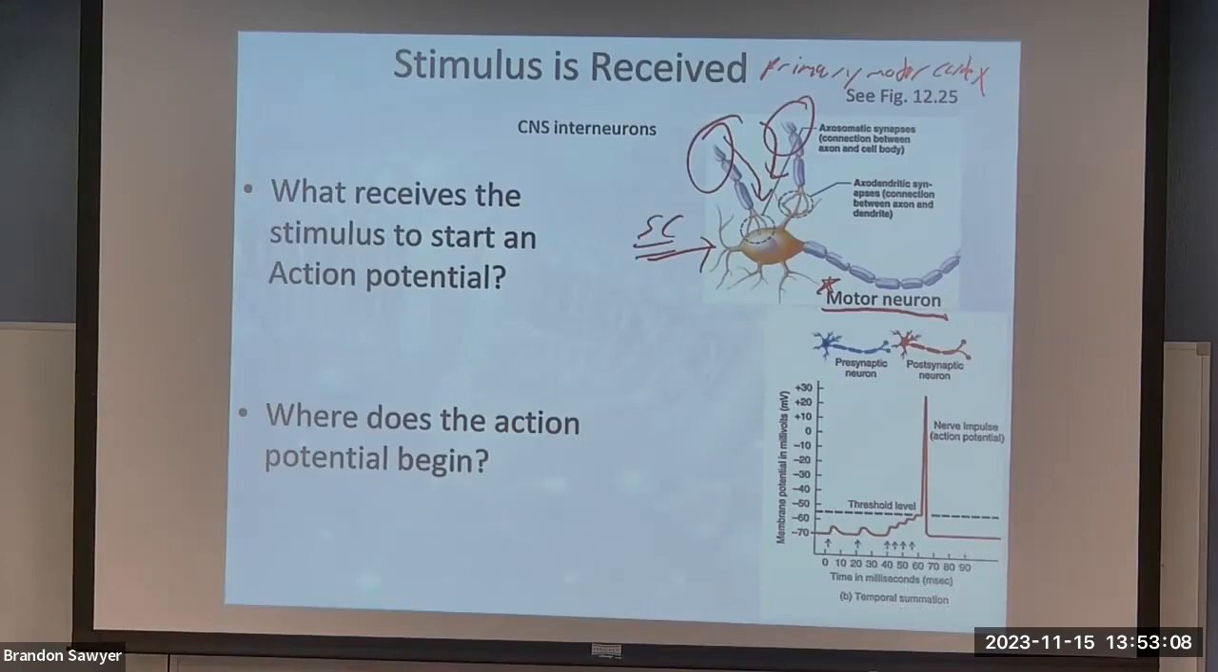So the signal that's being sent right here is a bunch of little graded potentials, right? That's what we're going to get first. These are the graded potentials we were just talking about a second ago. You can see that they build on each other, and the whole point is to try to get to this threshold, which is -55. If we can get enough graded potentials to get us up to -55, then you can see right there, it just shoots up super fast. So that's the threshold. Once we hit that threshold stimulus, we're going to get an action potential. So what part of the neuron receives the stimulus to start an action potential? It can be the dendrites.